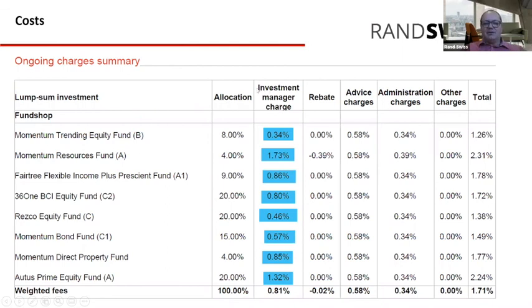What I'm trying to show you is that every investment manager, and I'm going to zoom in on the 36.1 BCI equity fund here as an example, because I think it's an important example. They have an asset manager charge of 0.8%. So to pay the analyst, to open the doors every month, to pay the telephones and the salaries and whatever, this is what it's for, right? So there's a manager charge. So 36.1 charges 0.8%.